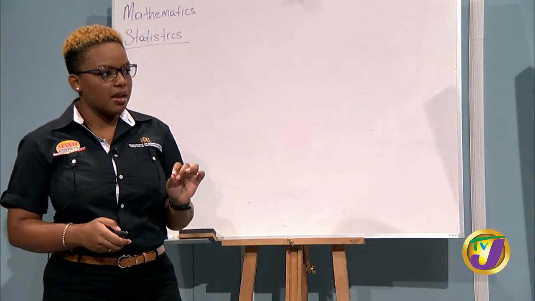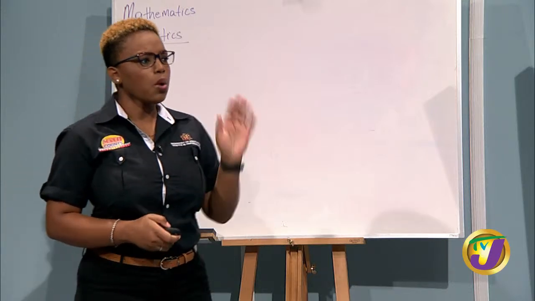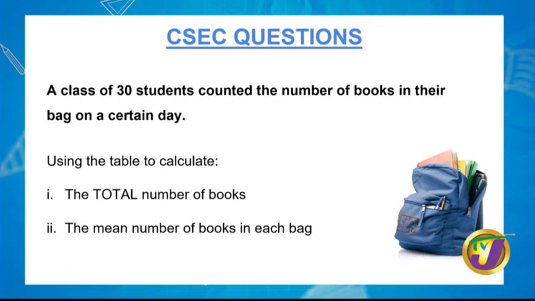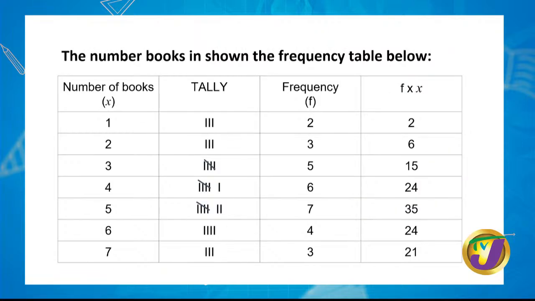All right, so using the table that I'm going to show you soon, we want to find out the total number of books, and we also want to find out the mean number of books in each bag. So we want to find the average number of books in each student's bag. If each student were supposed to have the same number of books, how many books would be in each person's bag? So here we have our frequency table showing the number of books in 30 students' bags. As we would have done before, we would have to find out how many would be in each group, right?